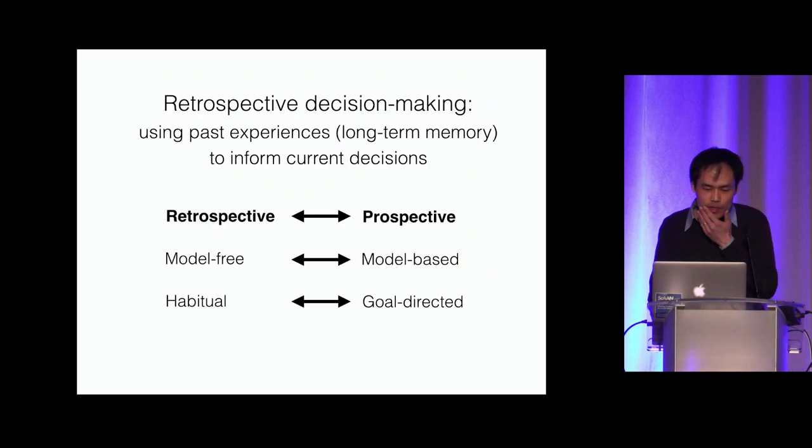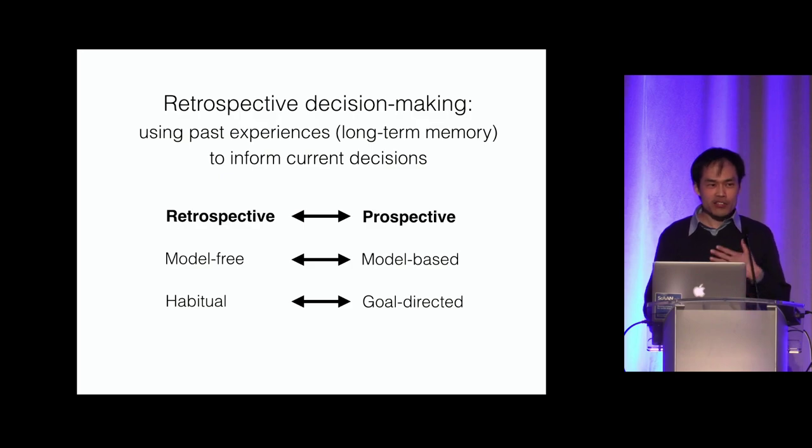So retrospective decision making is using past experiences, so long-term memory, to inform current decisions. So retrospective is opposed to prospective, which is these planning models that I described before. Now, some people identify this dichotomy between retrospective and prospective with model-free, model-based, habitual, and goal-directed.